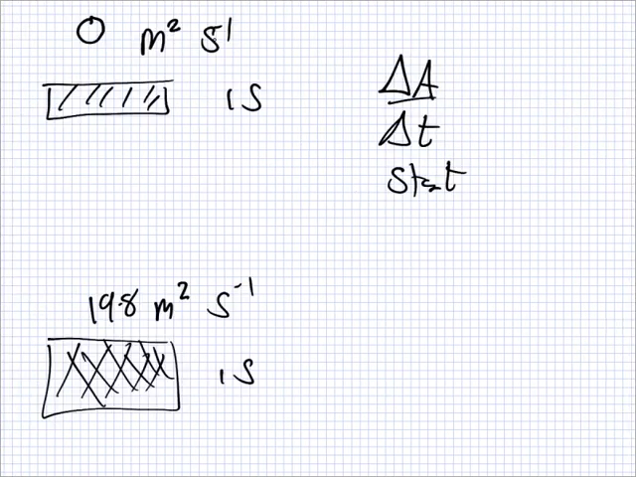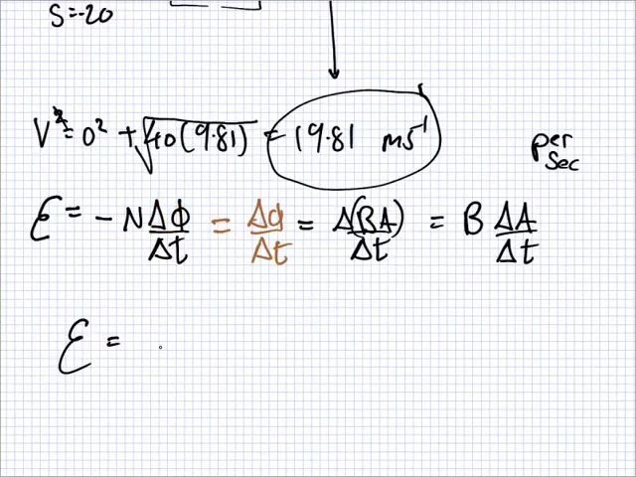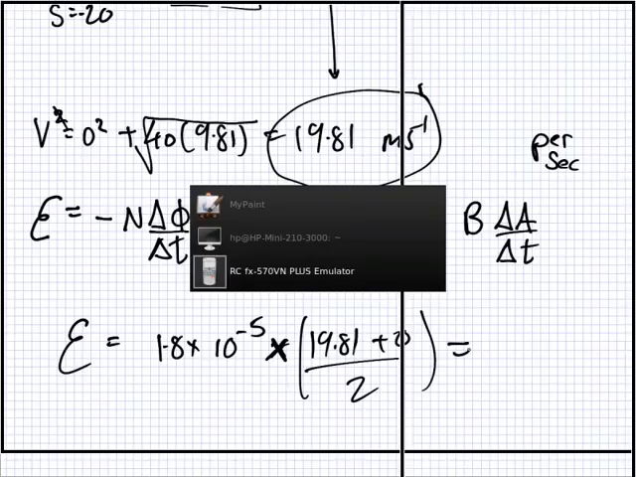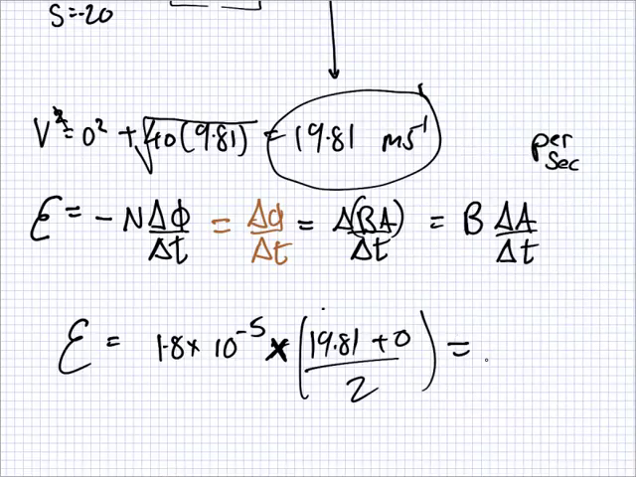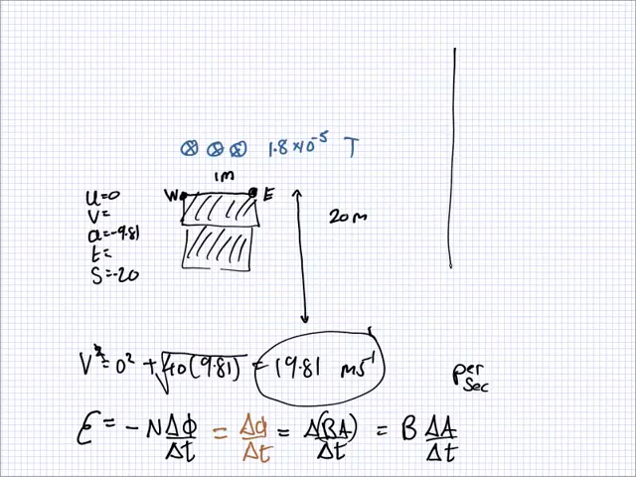Now let's just see. So, first possible answer is this. What's the B? 1.8 times 10 to the minus 5 times 19.81 plus 0 over 2. Yeah? Let's see what we get. 1.8 times 10 to the power of minus 5 times 19.81 divided by 2. So my first answer is 1.78 times 10 to the minus 4 volts.